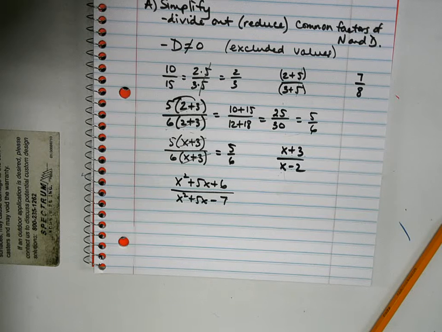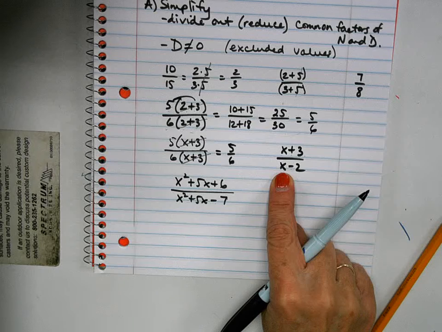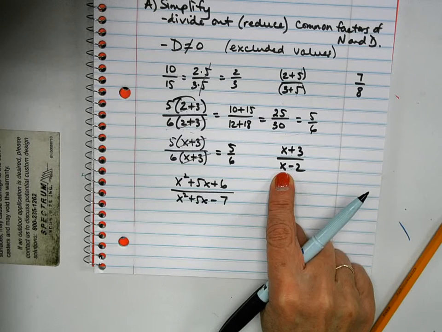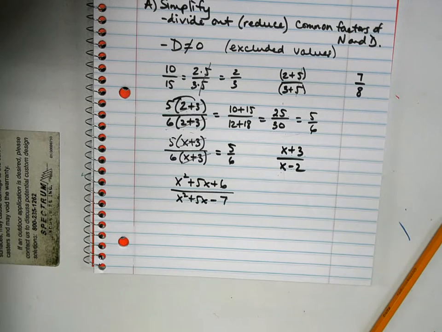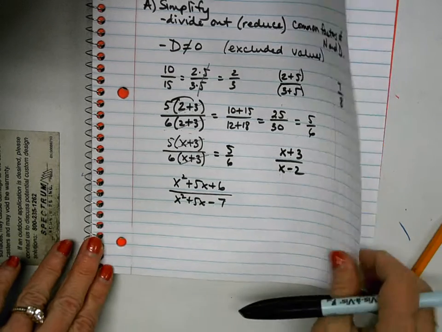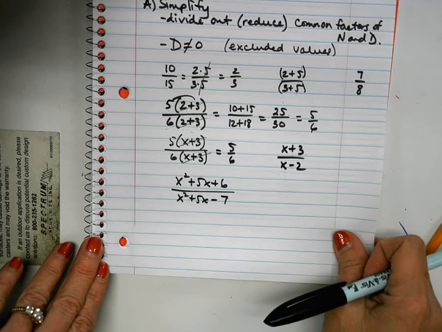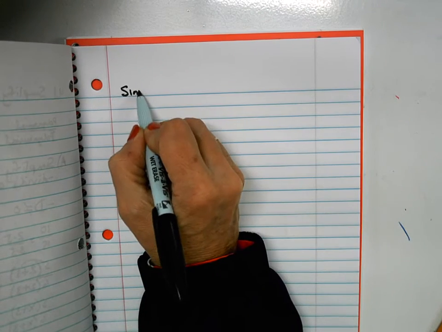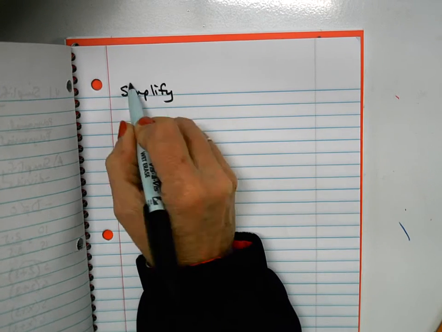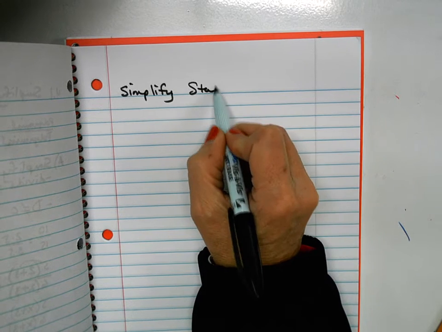Okay, so we're looking for common factors. You have to follow the rules. The rules say I can't just cancel those x's. And I'm going to ask you over and over and over in this unit, can I cancel those x's? And I want a resounding, no, you can't do that, okay? All right, so here's the directions. Simplify and also state the excluded values.